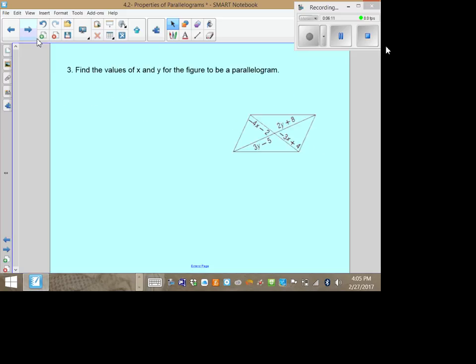So find the values of x and y for the figure to be a parallelogram. So we can see we want these two sides to be congruent and then these two to be congruent. So we can set negative 4x minus 2 equal to the other side, which is negative 3x plus 4. Solving, we can add our 4x over and subtract our 4 over, so we'd get negative 6 equals x.